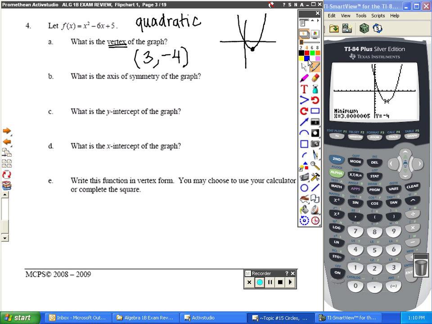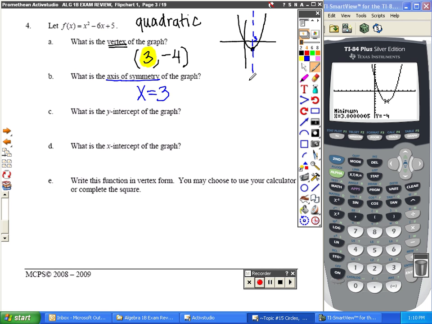Now, the next question asks about the axis of symmetry. And what that means is where can you fold this graph so that it'll fold on top of each other. So, as you can see from the blue line that I just drew, you can fold this graph at x is equal to 3. And just so you know, the axis of symmetry can always be found in the vertex. It tells you where you can fold it. When x is 3, that's where you can fold the parabola.